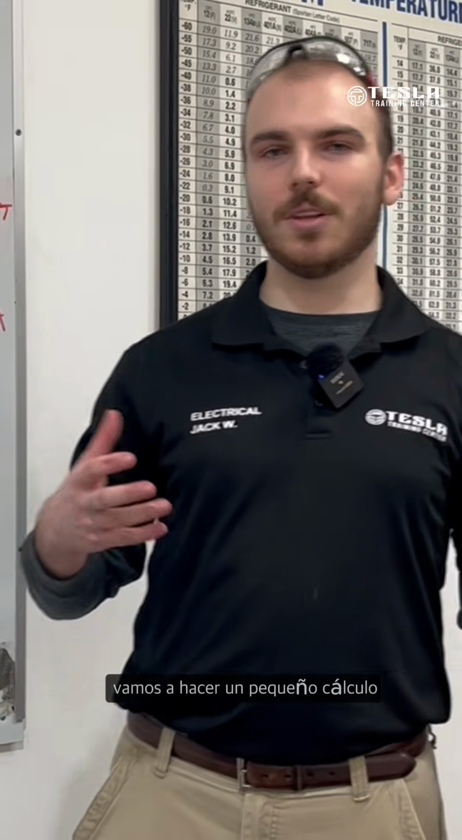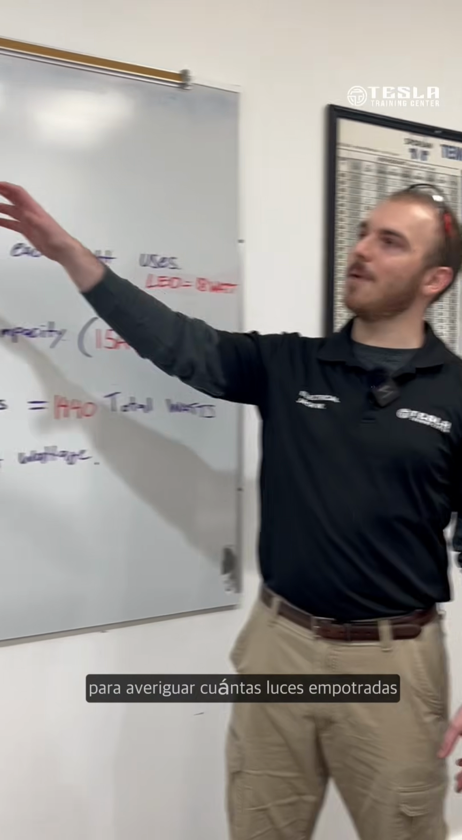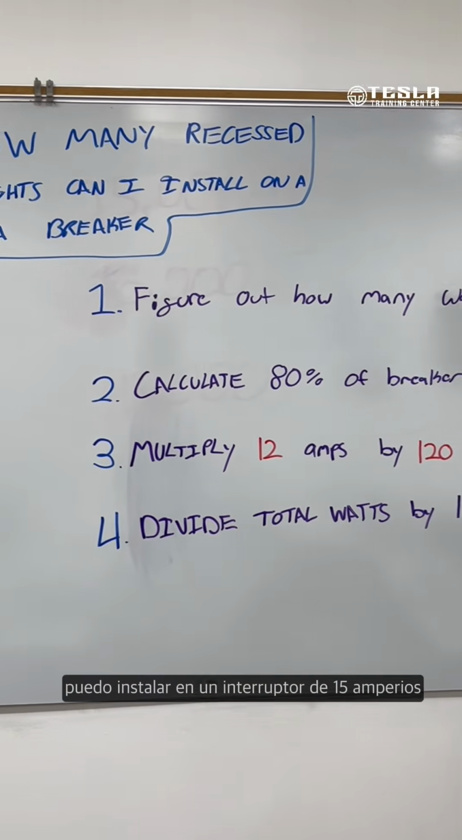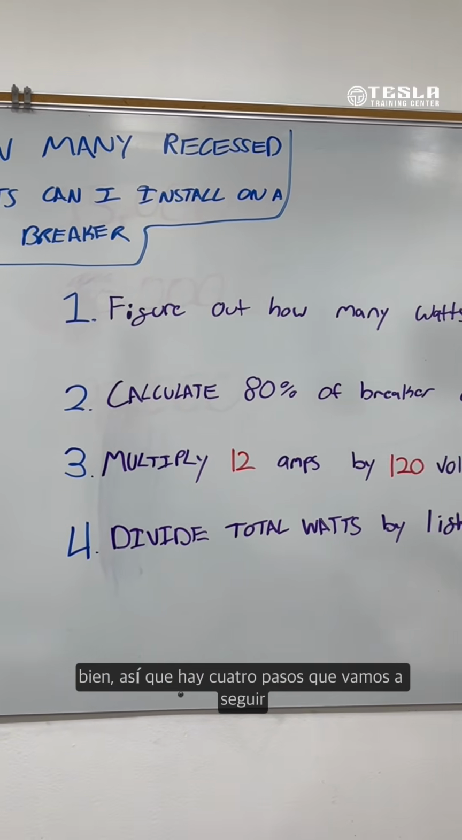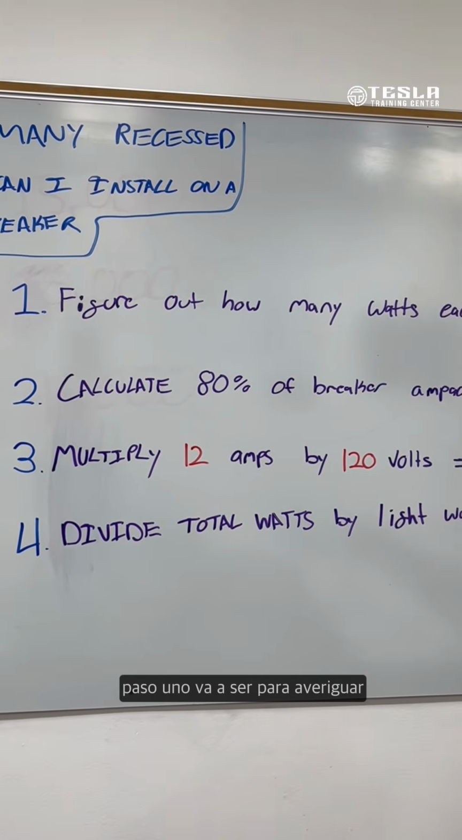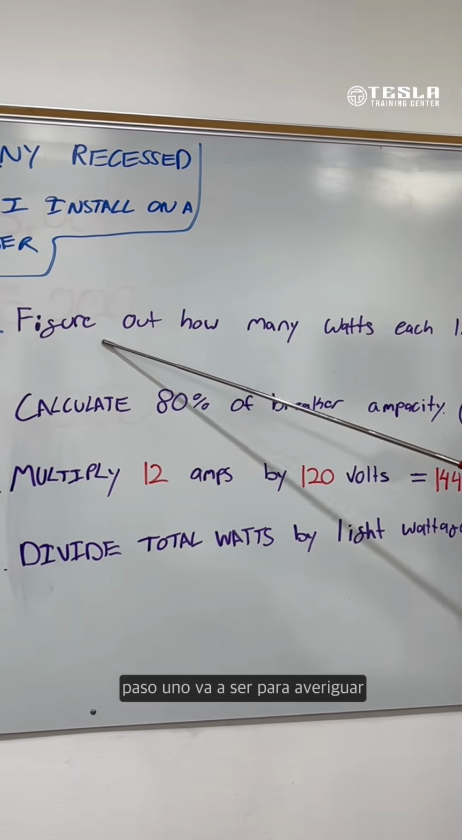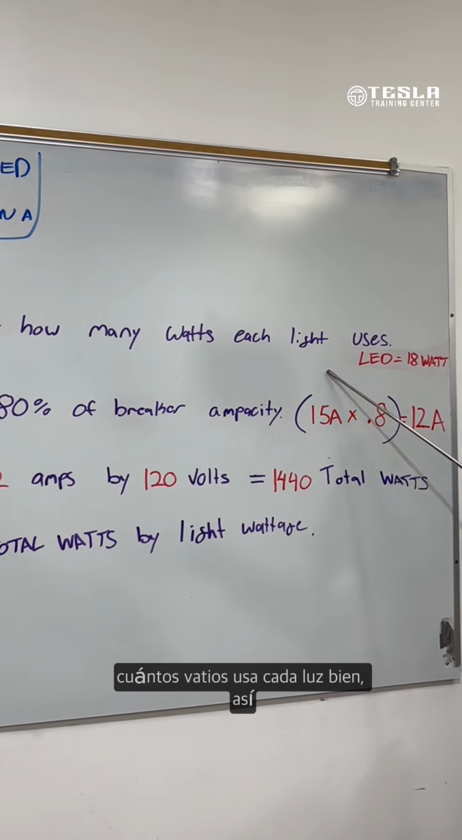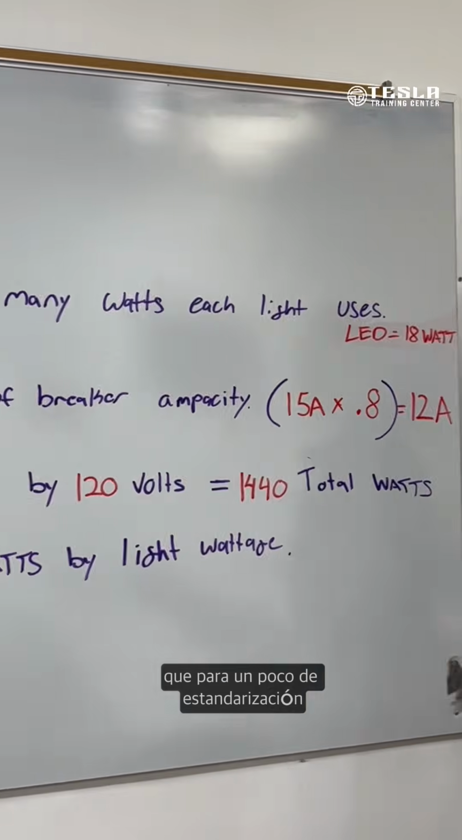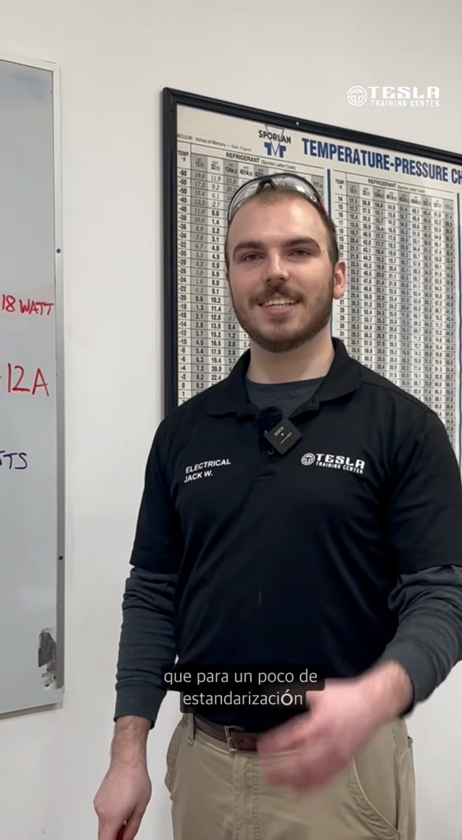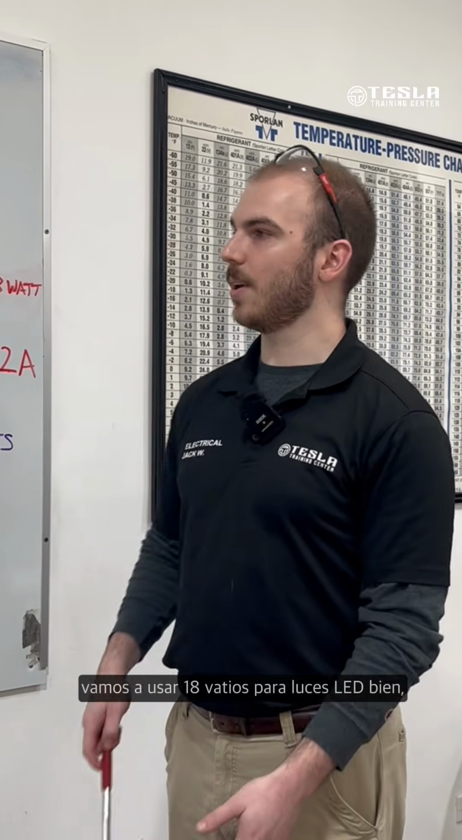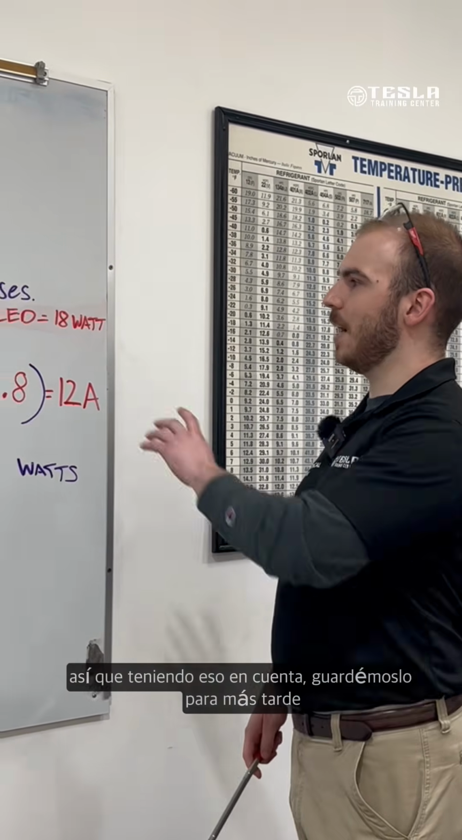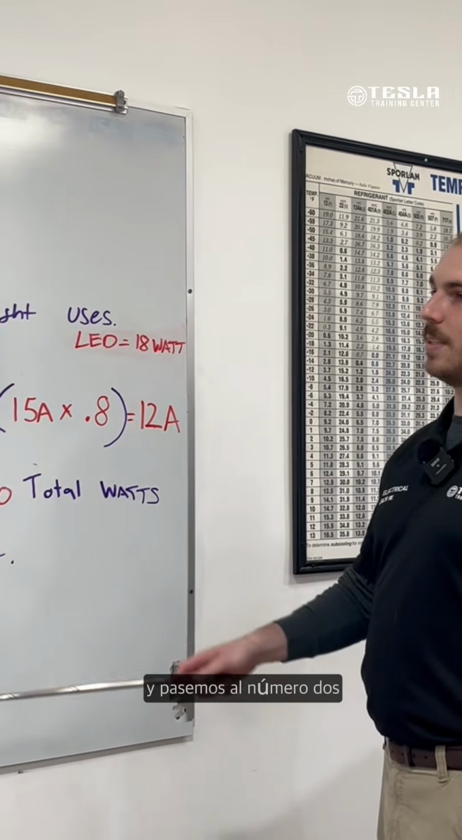For us, we're going to do a little calculation to find out how many recessed lights I can install on a 15-amp breaker. There are 4 steps that we're going to go through. Step 1 is to figure out how many watts each light uses. For a little bit of standardization, we're going to use 18 watts per LED unit. Keeping that in mind, let's save it for later. We'll move on to number 2.